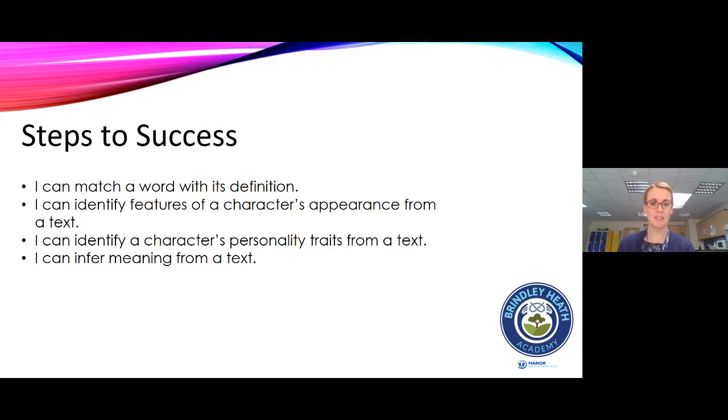The steps to success. I can match a word with its definition. I can identify features of a character's appearance from a text. Appearance, that's how a character looks. I can identify a character's personality traits from a text, so that's thinking about what a character is like. And finally, I can infer meaning from a text, so using inference, and we know that's about following the clues and reading between the lines and trying to understand something more than is written on the page.